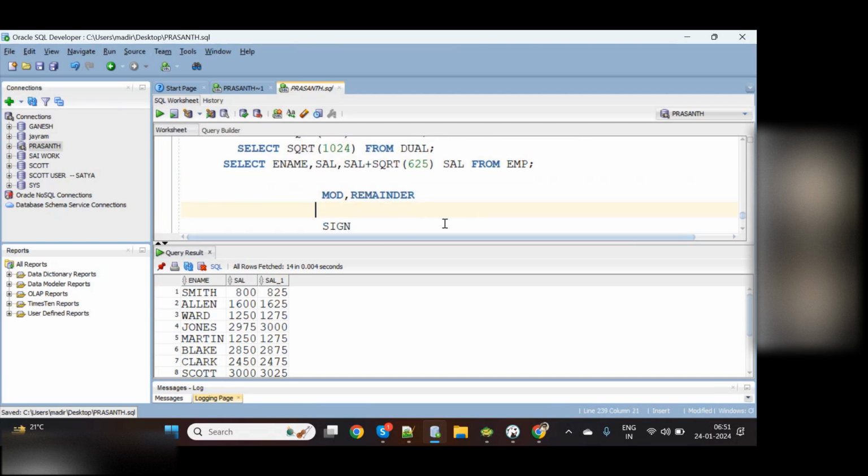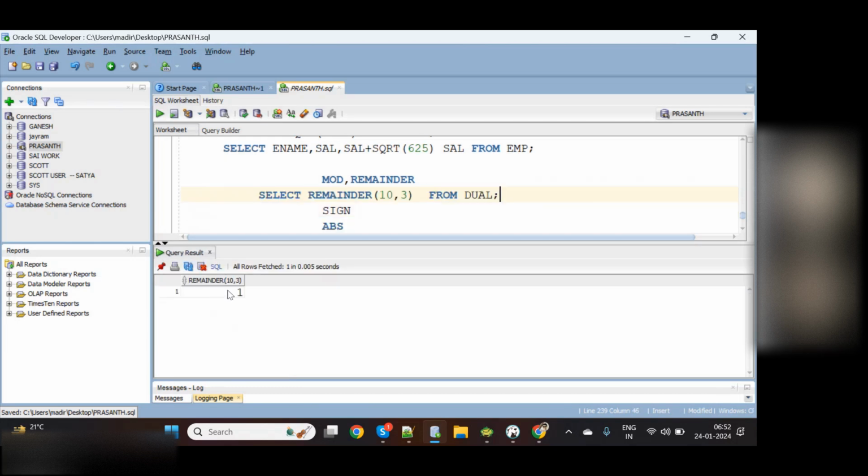Next, coming to mod and remainder. Remainder and mod are the same, but there is a difference that we will identify. So, select remainder of 10 comma 3. What is the remainder of 10 comma 3? 3 threes are 9, so only 1 will be the remainder.